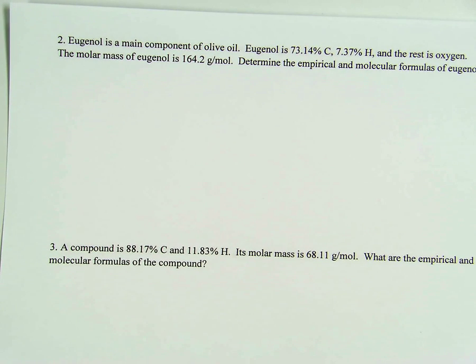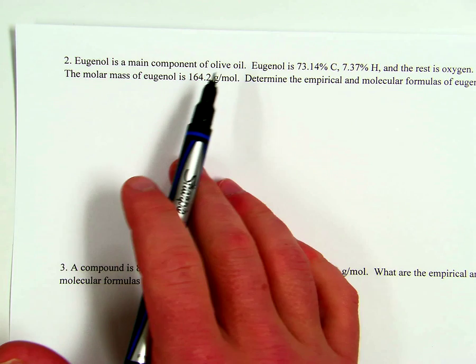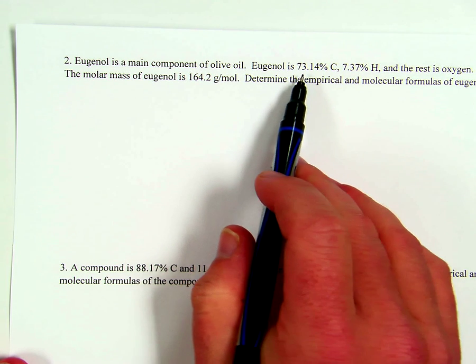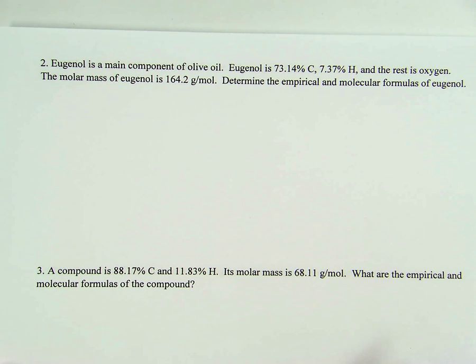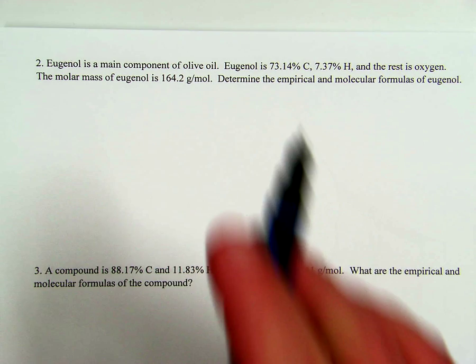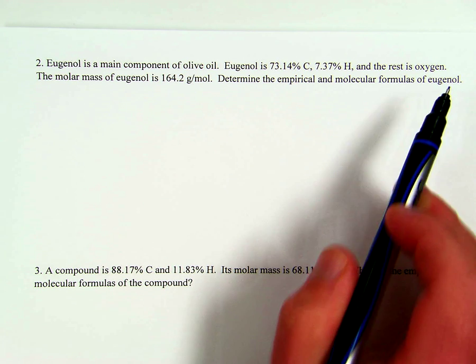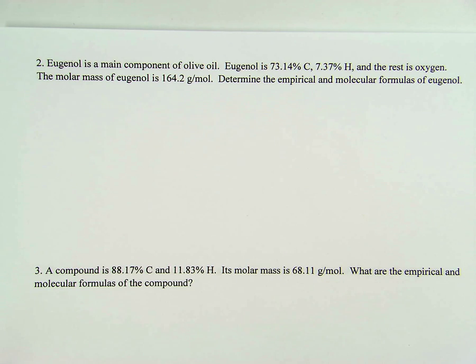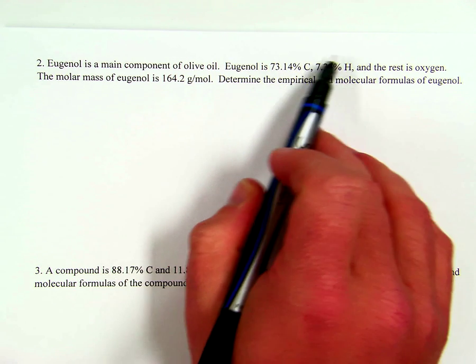Alright, if we look at the next problem here, we are told eugenol, that's how you pronounce that, eugenol, is a main component of olive oil. Eugenol is 73.14% carbon, 7.37% hydrogen, and the rest is oxygen. We are told the molar mass of eugenol is 164.2 grams per mole, and we are asked to determine the empirical and molecular formulas of eugenol. So this is the opposite of what we learned in the last video. In the previous video, we were given the formulas and we were asked to calculate these percent compositions. Now it's the opposite. We're given the mass percentages, or the percent compositions, and we have to find the formulas.